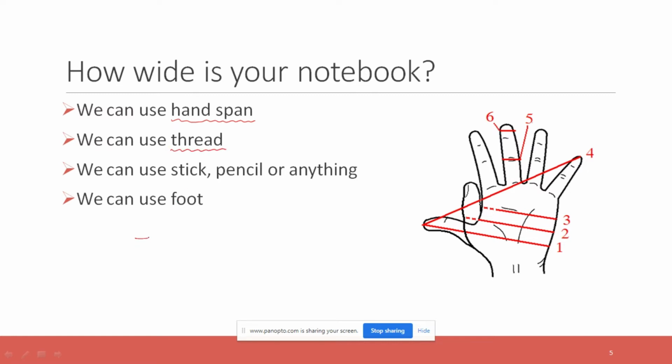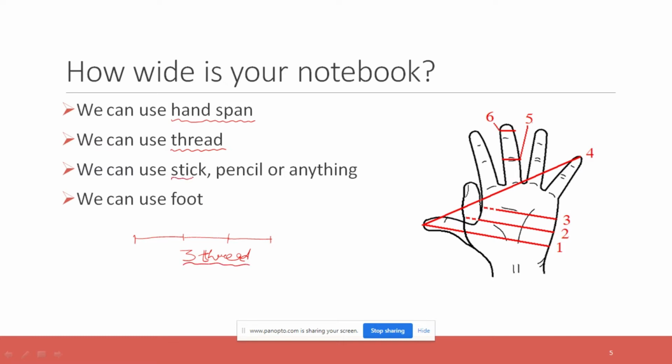You can keep the thread once, then you can again keep the thread again after it is finished. After the thread is finished, you can keep the same thread again. Similarly, you will say that there is a 3 thread distance. The notebook is 3 threads wide, right? In this way, you can calculate.